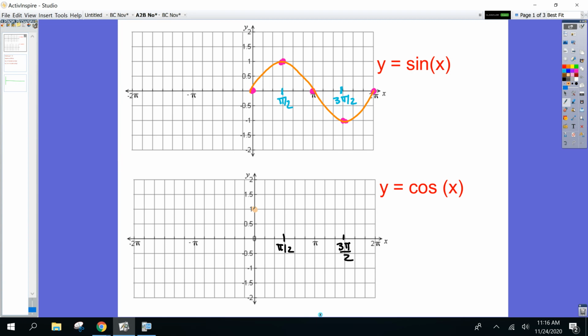Starts at the max. Then goes where? Midline. So max to midline to where? Let's finish this up quick. Max, midline, minimum. Then we take a turn back where? Midline. And then finally, where's cosine always end? Max. Done. So here's a cosine curve.